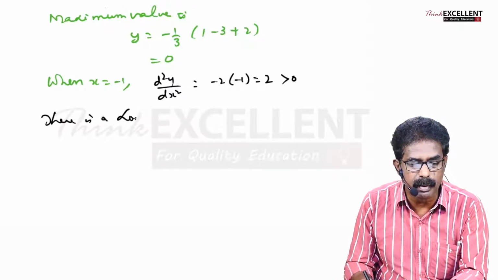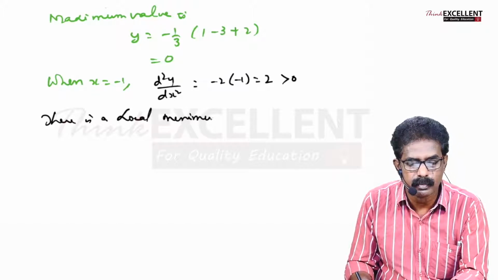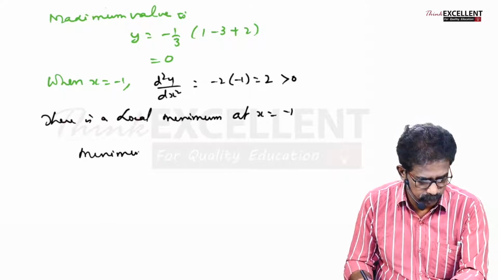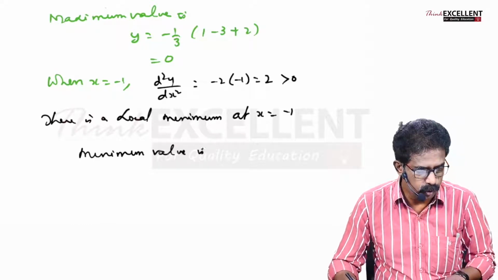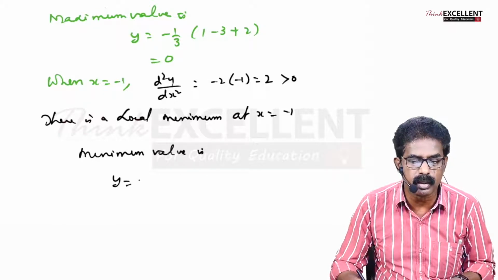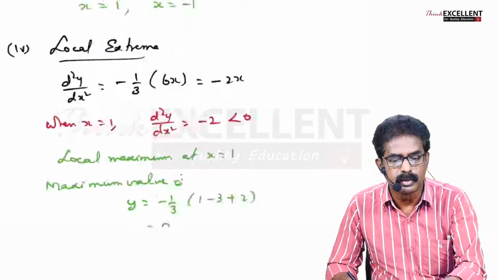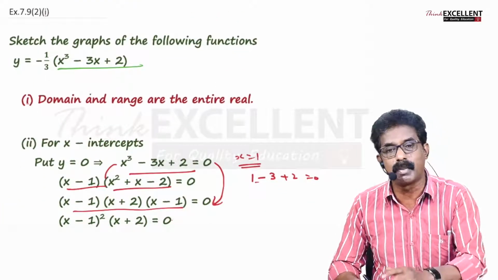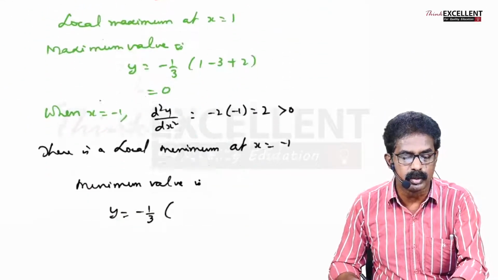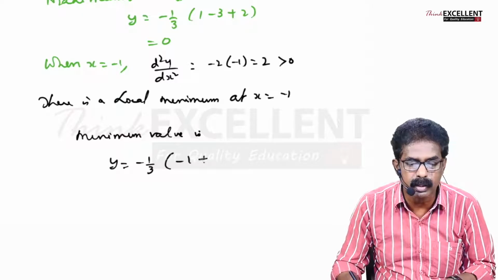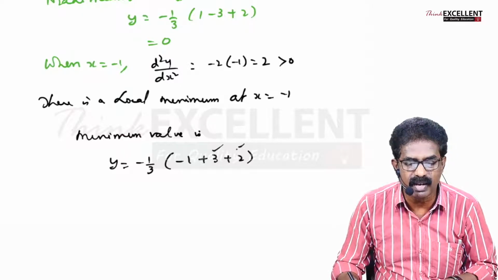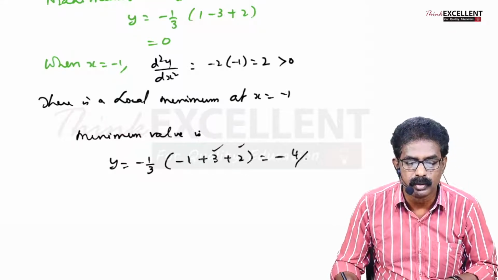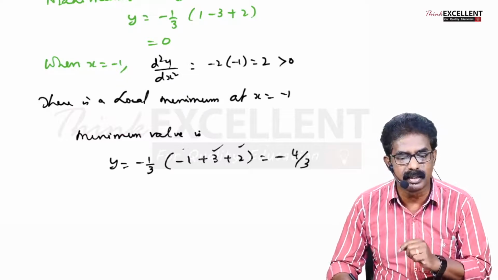There is a local minimum at x equal to minus 1, and the minimum value is, you put minus 1 here, so you will get y equal to minus 1 by 3 into, you substitute minus 1, minus 1 cube, so minus 1, then minus 3 into minus 1, plus 3, right? Plus 2 you will get. So you are getting minus 1 plus 3 plus 2. So 3 plus 2, 5, 5 minus 1, 4 by 3, so minus 4 by 3. So there is a minimum, please listen very carefully, there is a minimum.